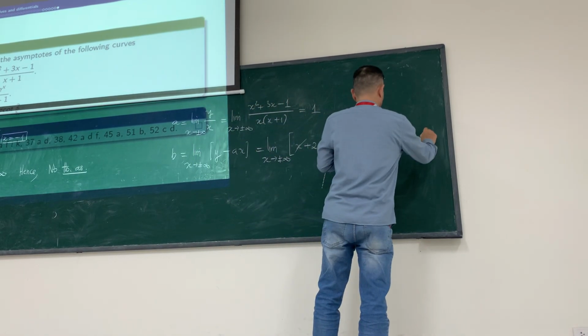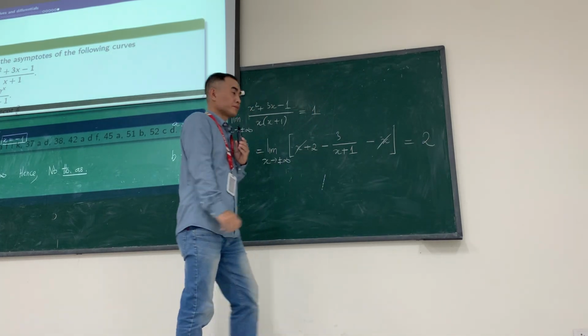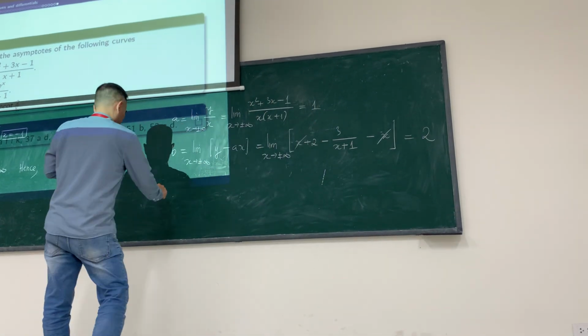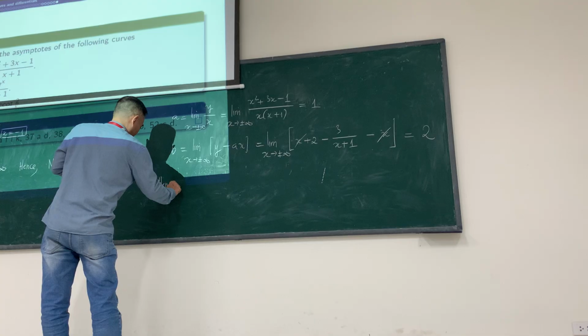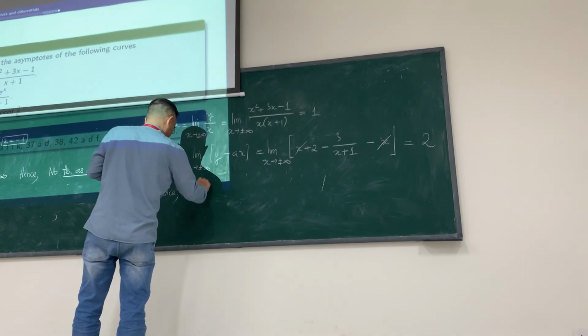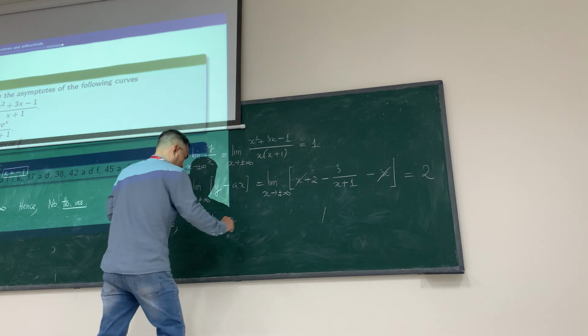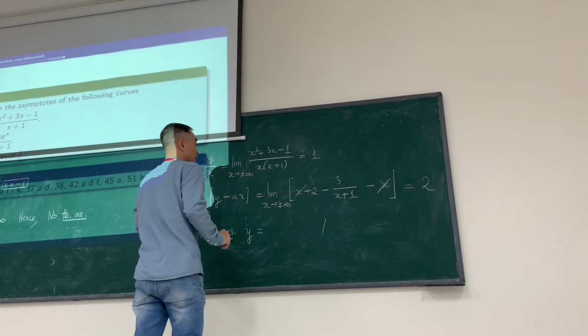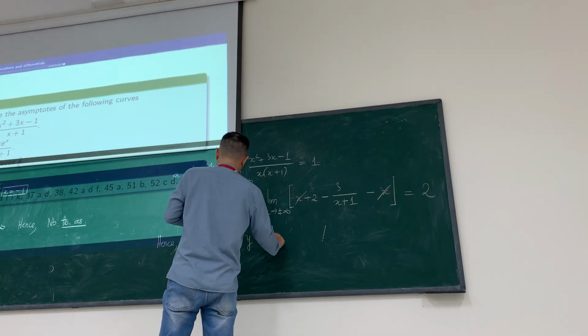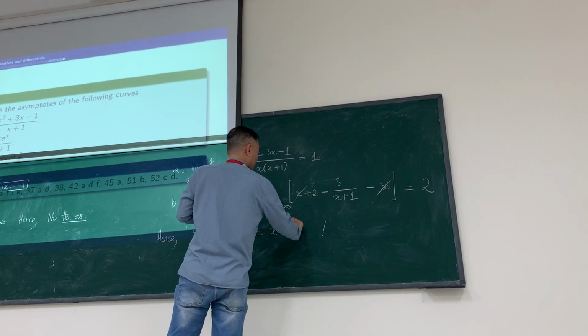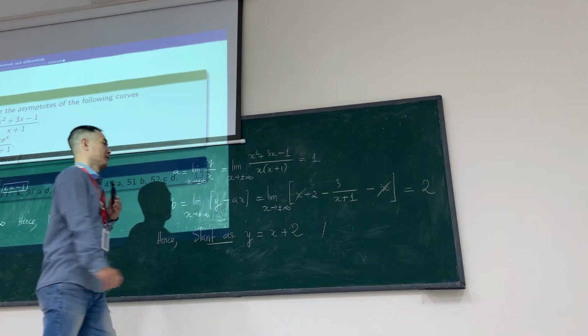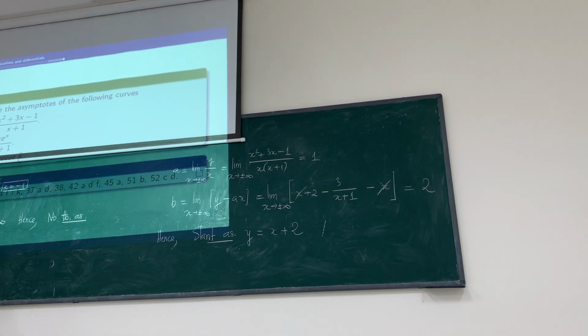So we can estimate B equal to 2. From here we can find the slant asymptote: y is equal to x plus 2.